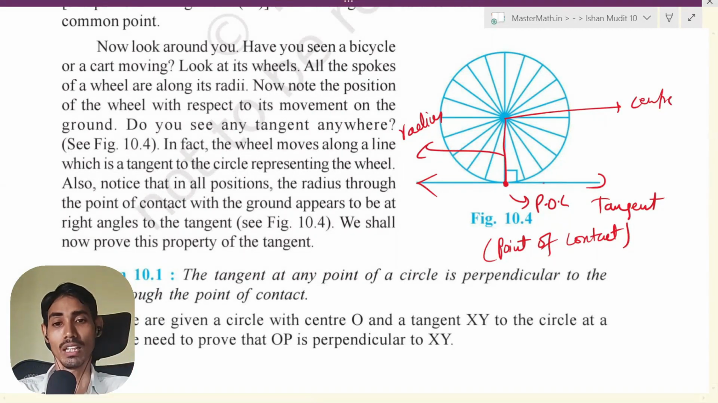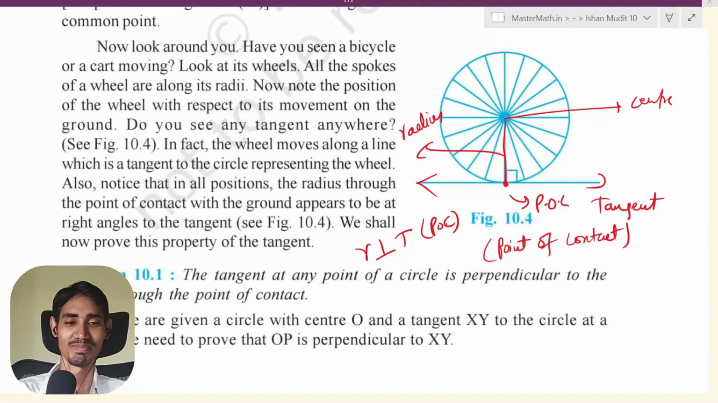The radius is perpendicular, or normal, to the tangent at the point of contact. That's the first theorem. Very difficult. Yes? The radius is perpendicular to the tangent at the point of contact. Mudit? Easy, difficult, medium? Okay, very easy. That's what it is. Now, what does that mean?